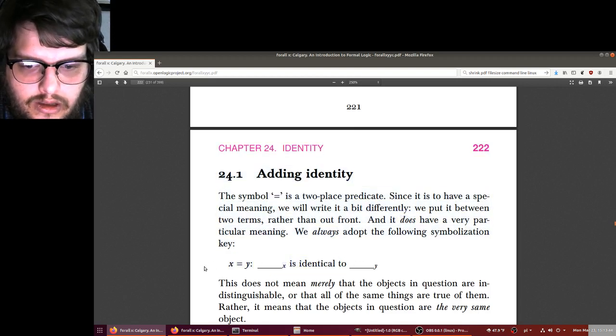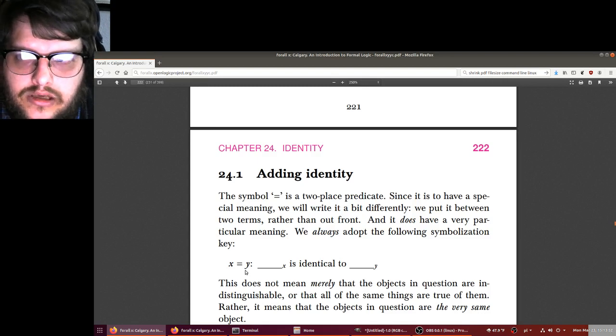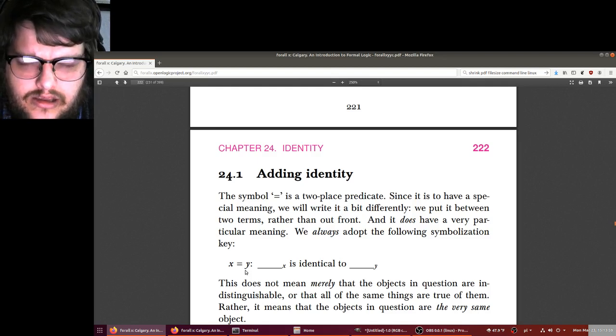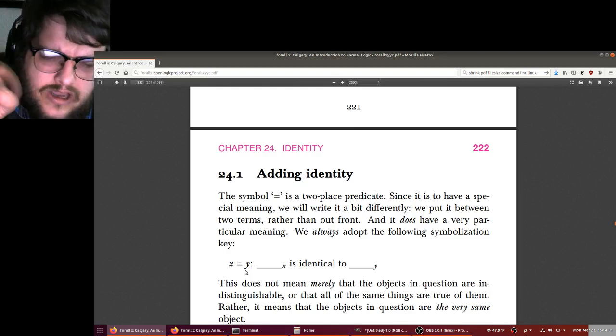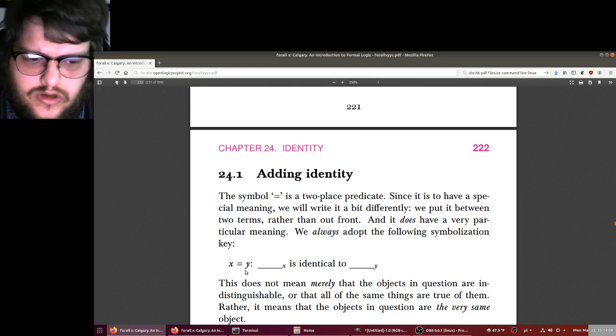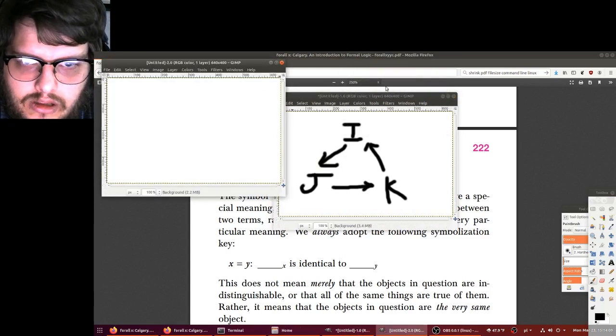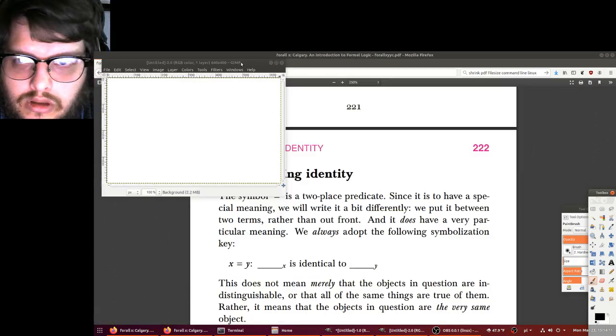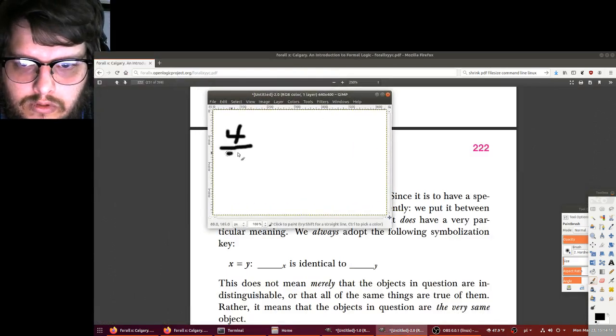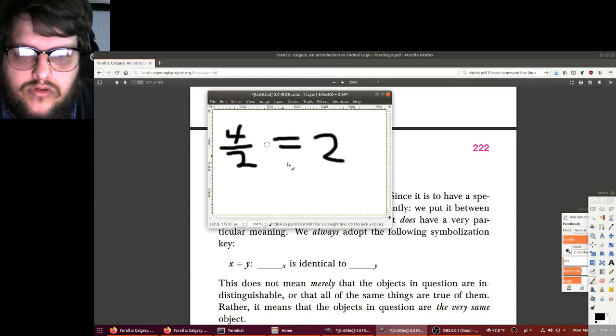So they are exactly the same object. So technically speaking, without more symbols built in, you would not say in logic that 4 divided by 2 is equal to 2. You would not say this. I can write this here, from the last video. You would not say 4 divided by 2 equals 2. You would not say that because those are not identical.